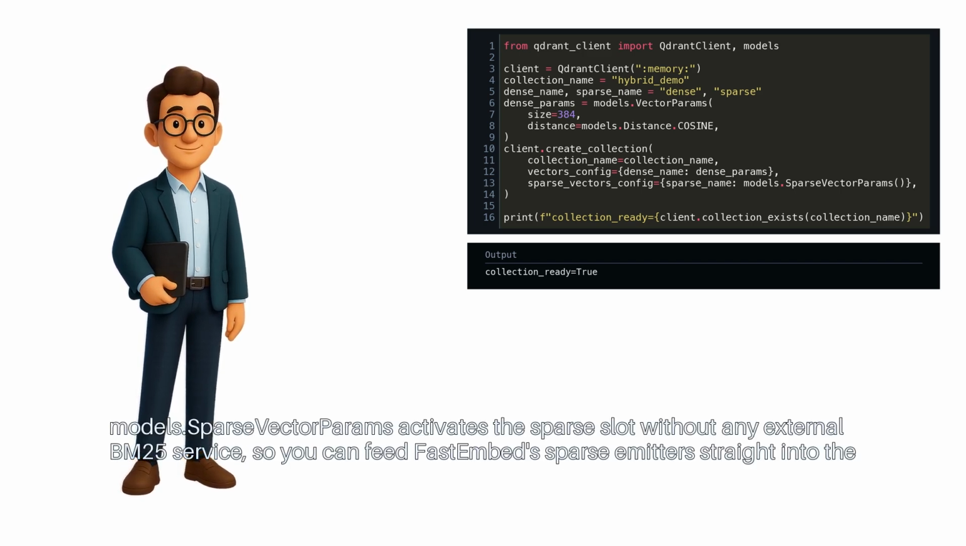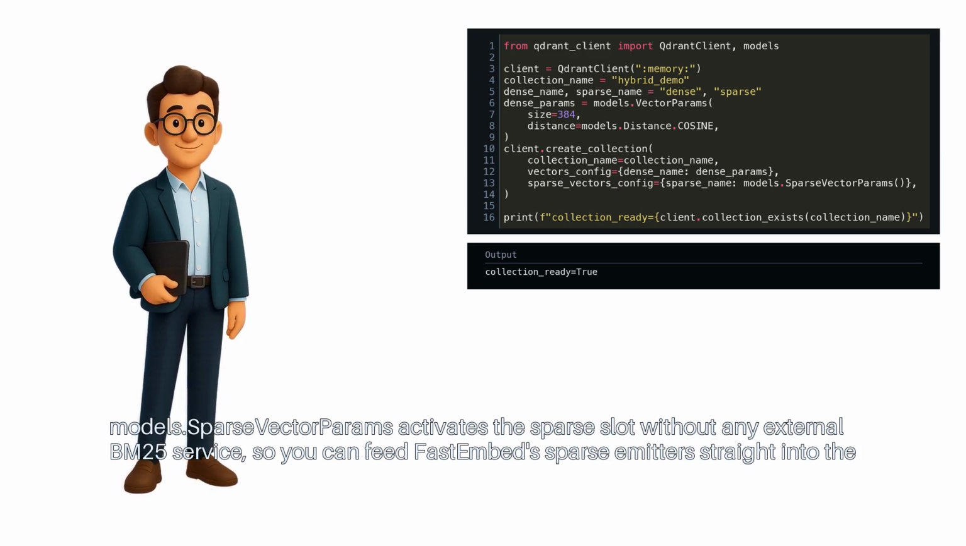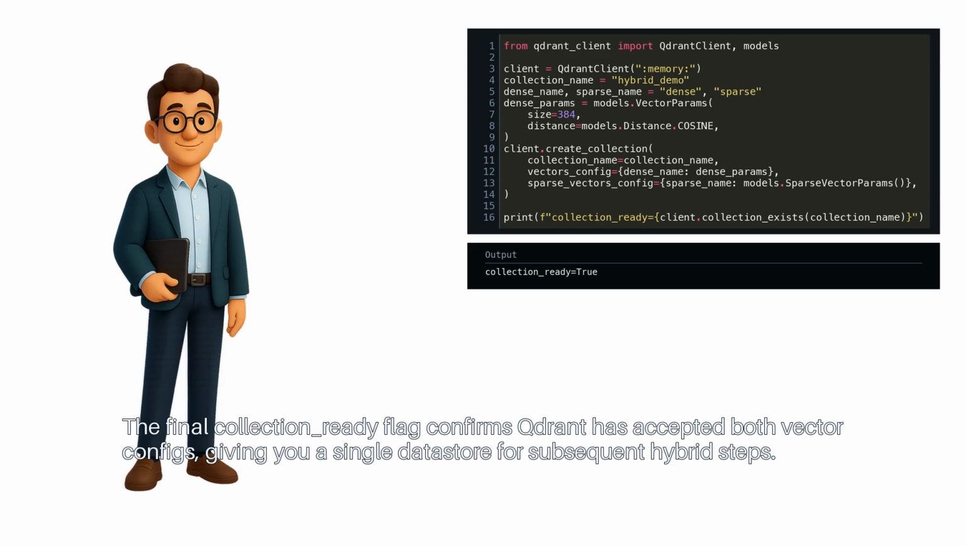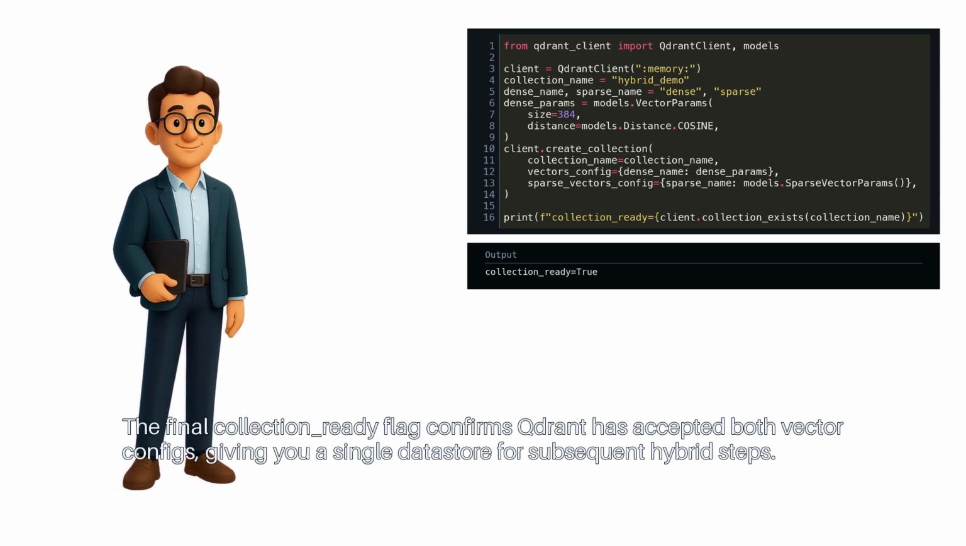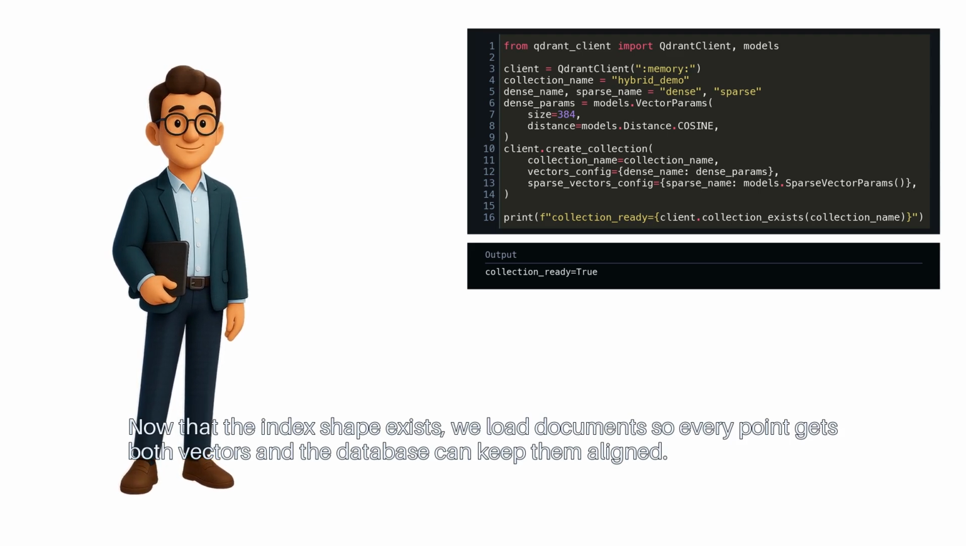Models.SparseVectorParams activates the sparse slot without any external BM25 service, so you can feed FastEmbed sparse emitters straight into the same collection. The final collection ready flag confirms Qdrant has accepted both vector configs, giving you a single data store for subsequent hybrid steps. Now that the index shape exists, we load documents so every point gets both vectors and the database can keep them aligned.